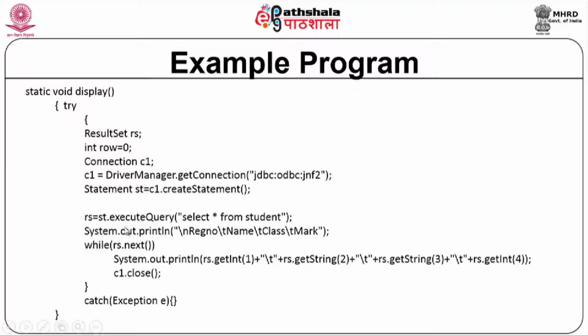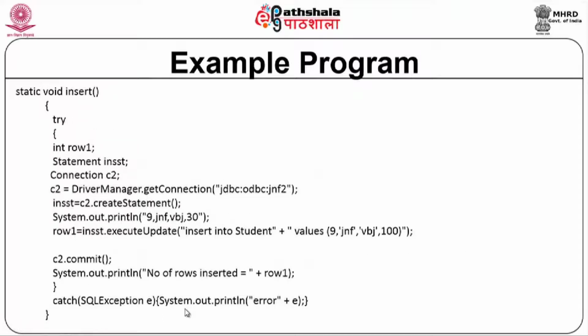Then this is a display option, so you want to retrieve the records from the table. Make use of executeQuery to retrieve the records from the table called student. Now use the method called next to process over the result set, and then you display all the values. The first is the register number of the student, then the name of the student, the third column is the class of the student, and the fourth field is the mark of the student. This is for displaying the records from the table. You put your SQL statements within your Java code and then display the output in the console.